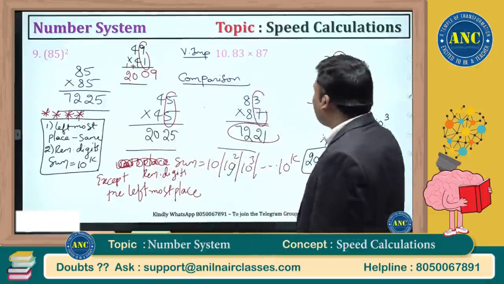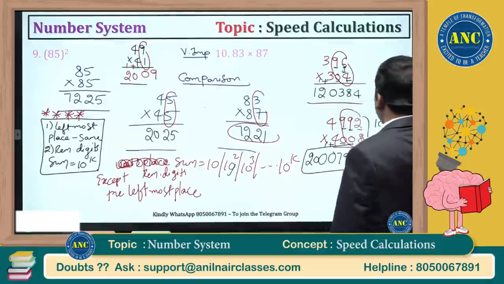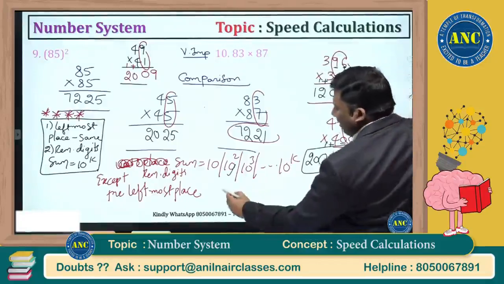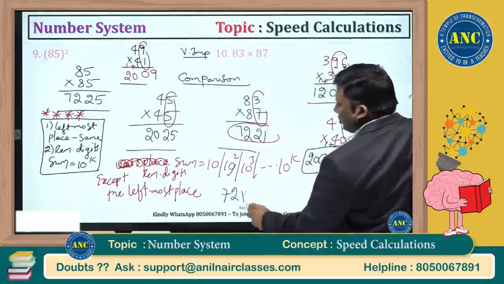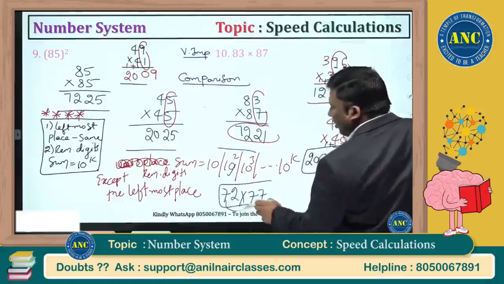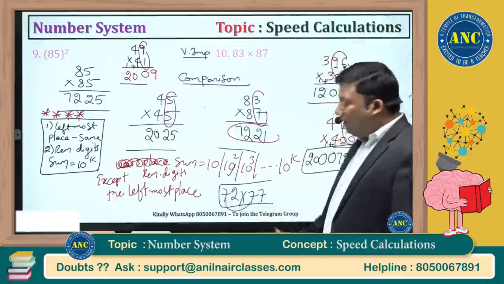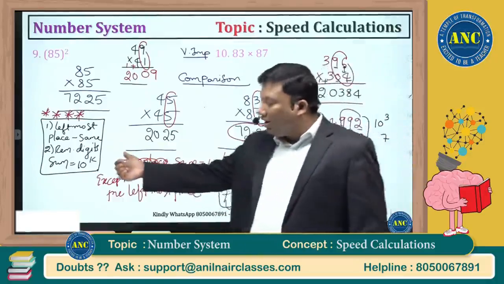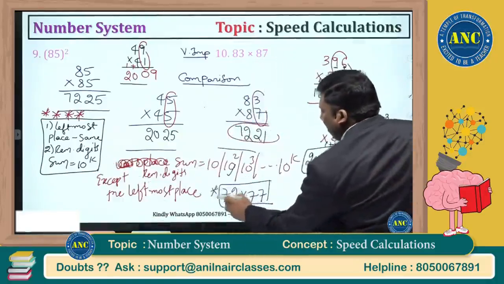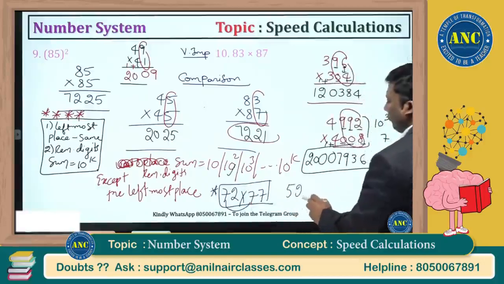Sir, what if it is not 10 power k? Suppose, let me take an example, 72 into 77. Can I use this logic? No. Both the conditions should be true. 7 is same. What is 2 plus 7? It is not 10 power k. This concept cannot be applied here. 52 into 58.